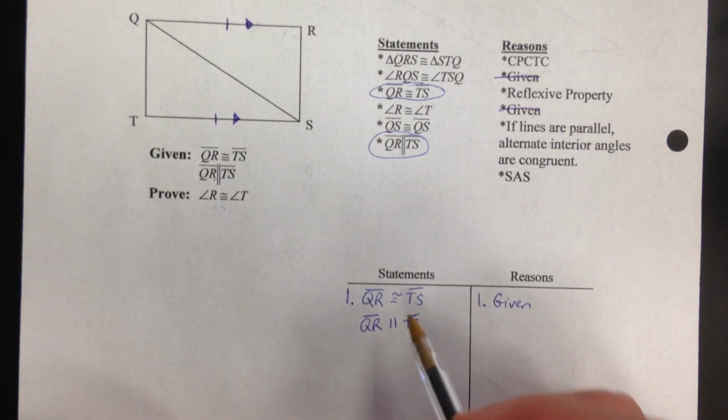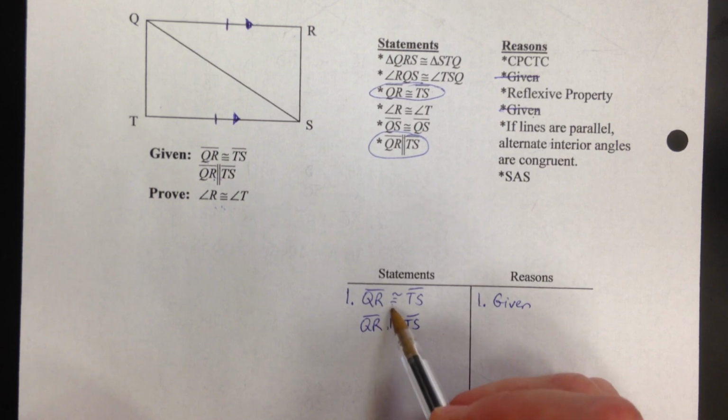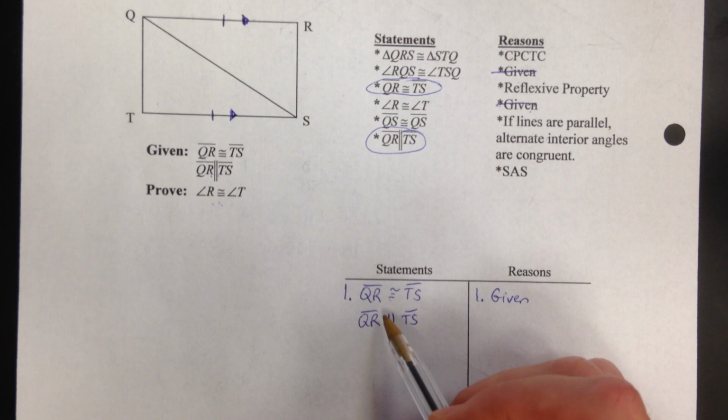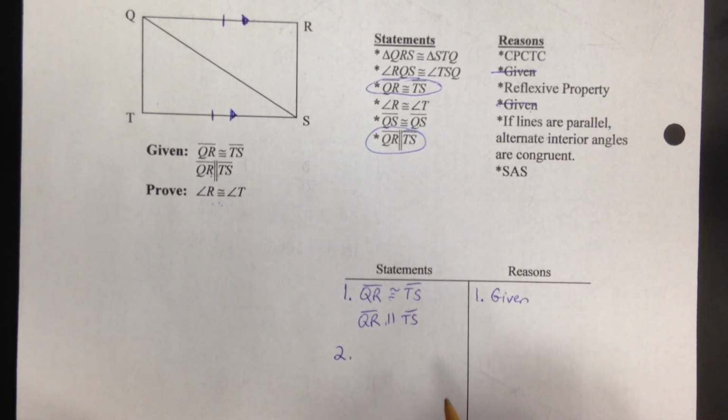All right, now here's the thing. Right now they gave us two pieces of information, but only one piece of congruence. To say that the triangles are congruent, we need three pieces. Now there are actually a couple ways that you can go with this.